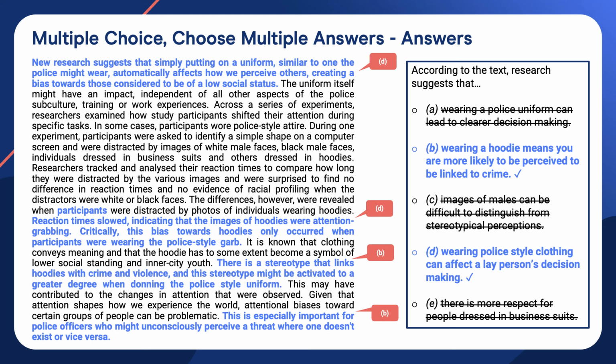And the second part says, participants' reaction time slowed, indicating that the images of hoodies were attention-grabbing. Critically, this bias towards hoodies only occurred when participants were wearing the police-style garb. Hopefully, you could see how answer option D matched with these two parts of the text. Importantly, A, C, and E were all incorrect in some way. Did you get those two answers?